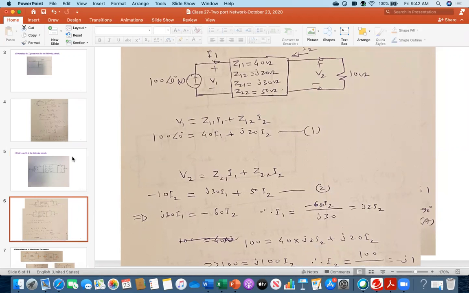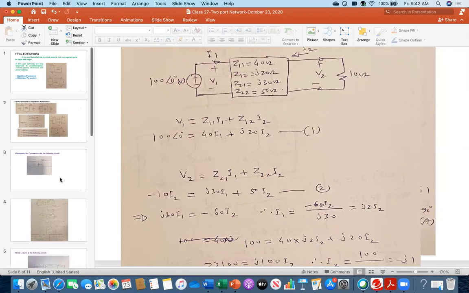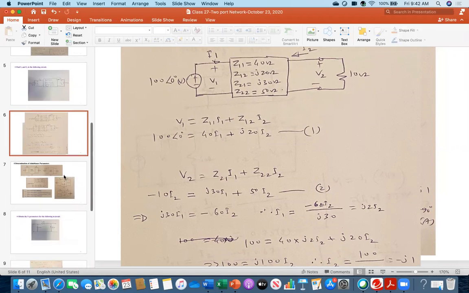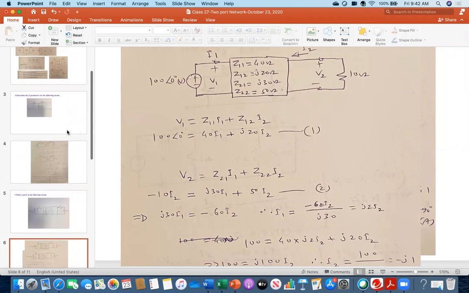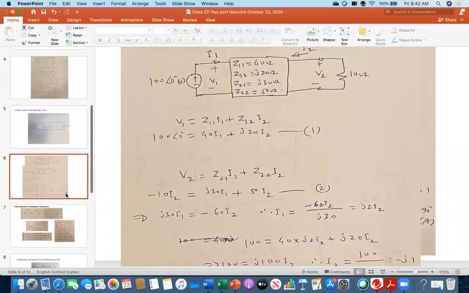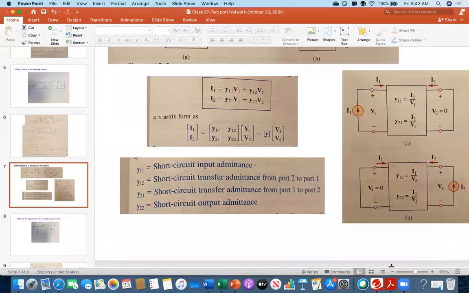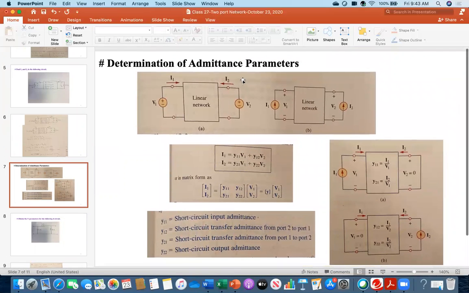So therefore now, based on that, what I would recommend. Okay. So far we looked at the impedance calculation. Now look at the admittance calculation. So first let's have a look. This one. Let me switch. This one, determination of admittance parameters.